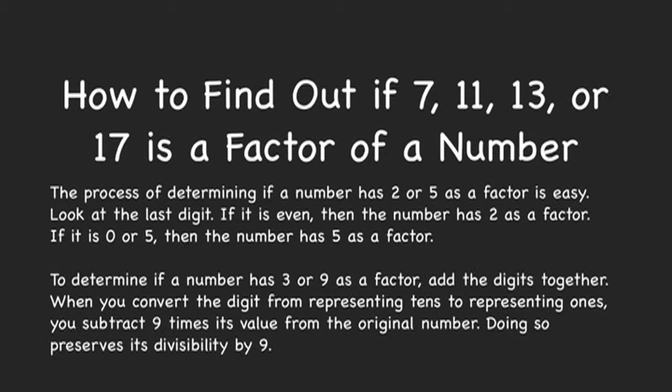To determine if a number has 3 or 9 as a factor, add the digits together. When you convert the digit from representing tens to representing ones, you subtract 9 times its value from the original number. Doing so preserves the divisibility by 9.